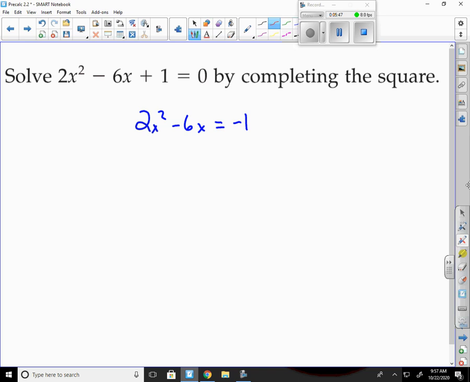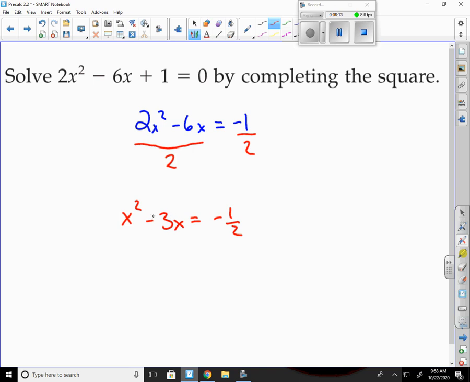So we just established that the next thing I have to do is divide both sides by my leading coefficient. Means I have to divide by 2 here and divide by 2 here. That's going to give me x squared, negative 6 divided by 2 is negative 3, and this is still negative 1/2.